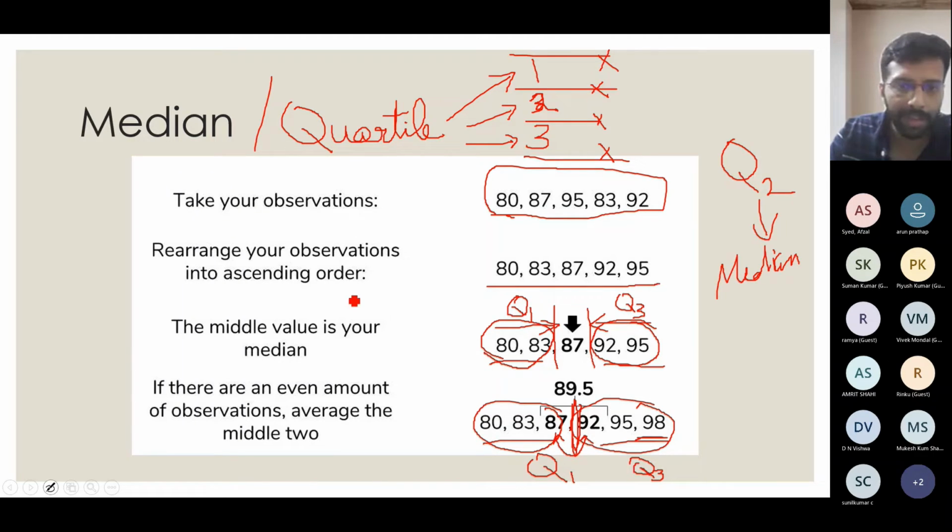Super. Yes, 80 plus 83 divided by 2, and 92 plus 95. So for Q1, I told you to find the median of this part. The median of 80 and 83, since here you have an even number of points, you will have to take the average of the points just before and after. That will be Q1. Similarly for Q3, you find the median of this part, 92 and 95, again an even number, so you take the average of the one on the left and right.